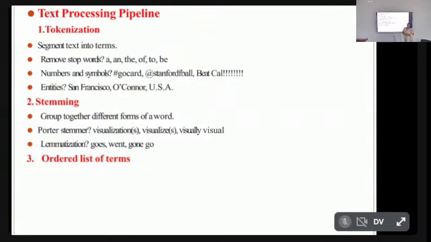Next one is the ordered list of words. Terms or words are the same. You are counting the number of similar words here. Write down: ordered list of words or terms.